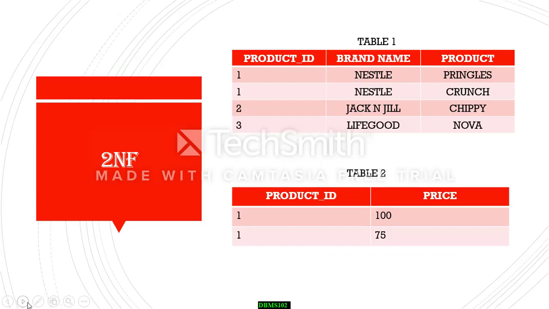Like this, for example. In table 1, we have product ID 1, 1, 2, 3. We have also brand names Nestle, Jack and Jill, Life Good, and its products are Pringles, Crunch, Chippy, and Nova. In table 2, we specify its product and its price, where product ID 1 has a price of 100 and product ID 2 has a price of 75.